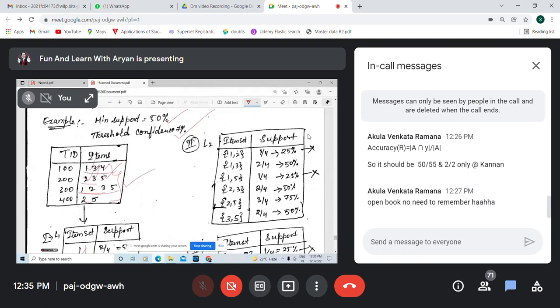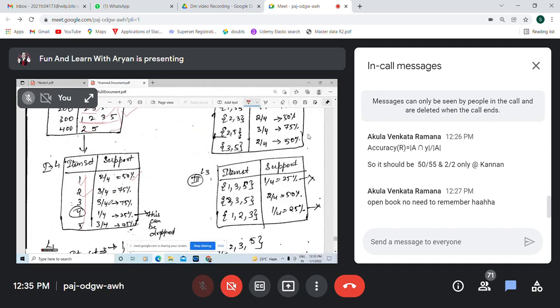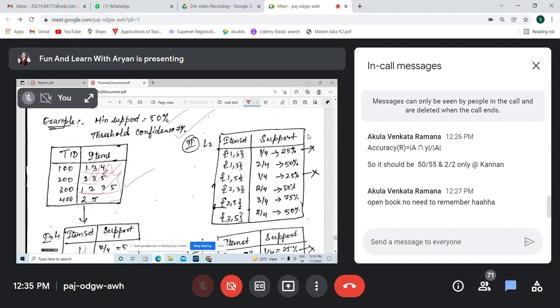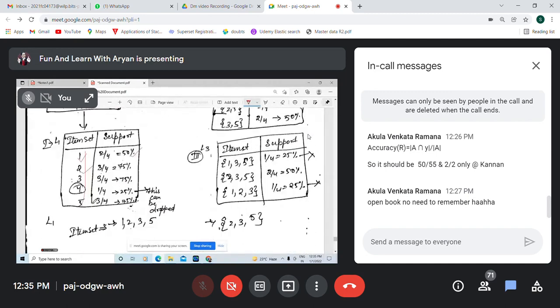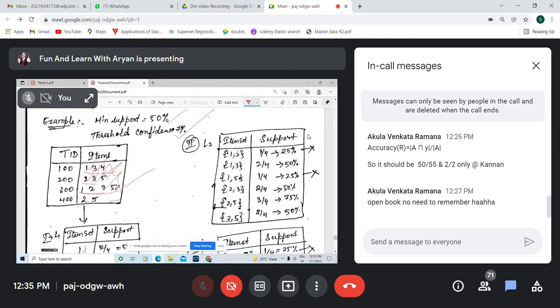3, where is it coming? 1, 2, 3. 3 by 4. Okay. 4 is coming only here. 1 by 4. 5 here.